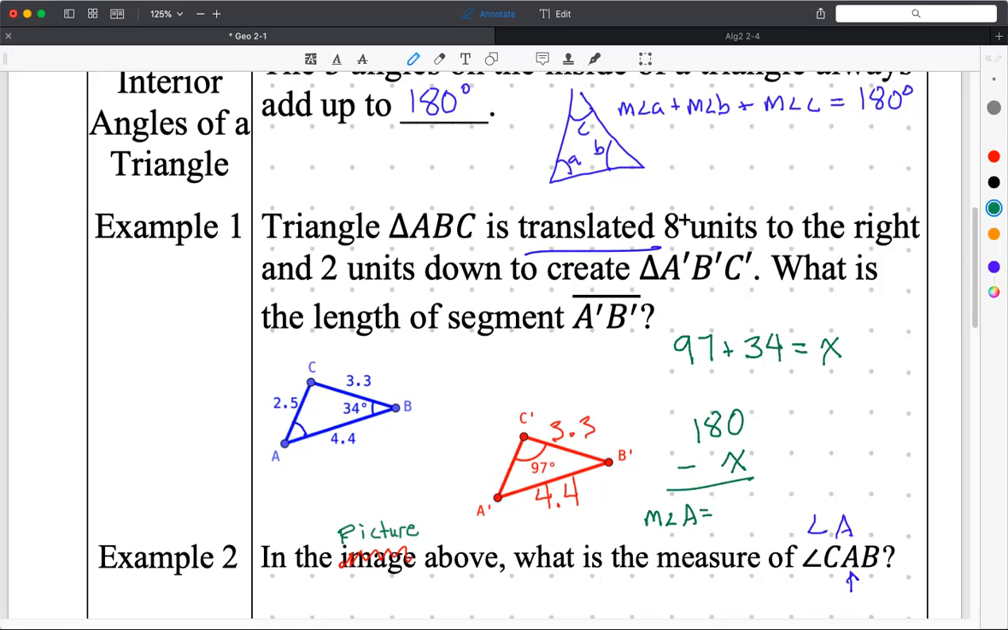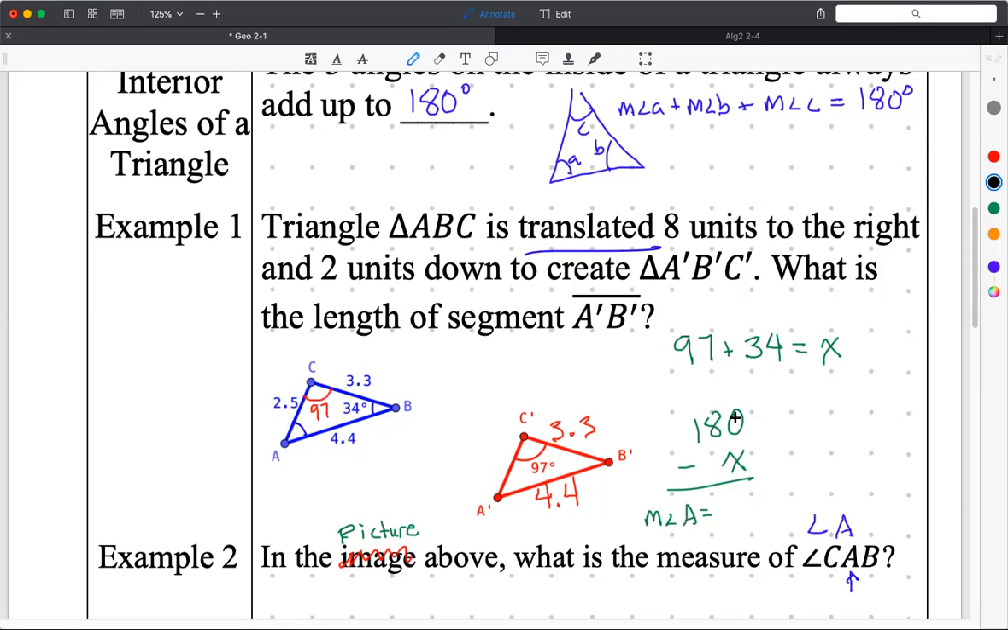Yeah, so since these triangles are the same, you could just put the triangle, like this prime one, on top, and you'd see angle C is 97. And so you already have two of them, and that's where you're getting the numbers, and then you're just gonna add those two together and then subtract x from 180.